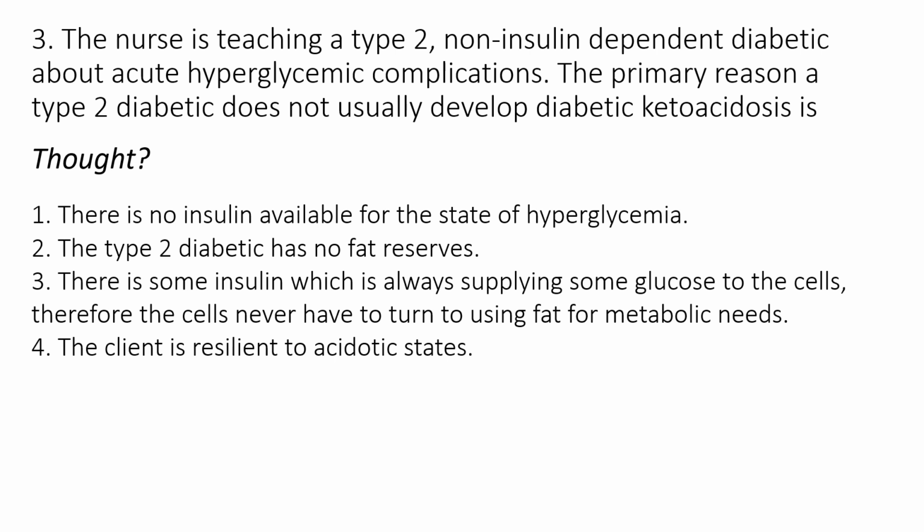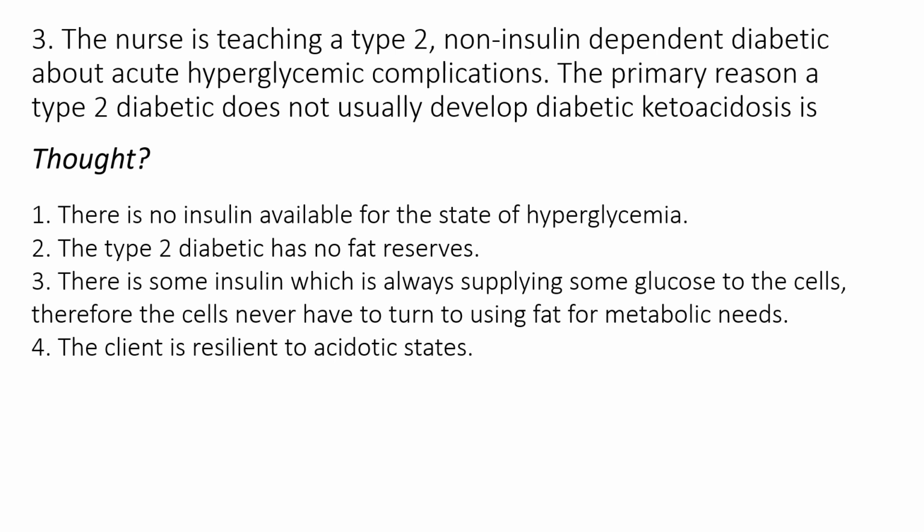Number 1, there is no insulin available for the state of hyperglycemia. Number 2, the type 2 diabetic has no fat reserves. Number 3, there is some insulin which is always supplying some glucose to the cells. Therefore, the cells never have to turn to using fat for metabolic needs. Number 4, the client is resilient to acidotic states.